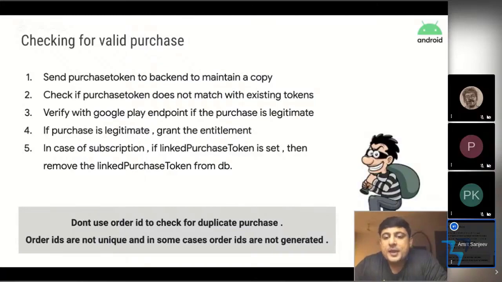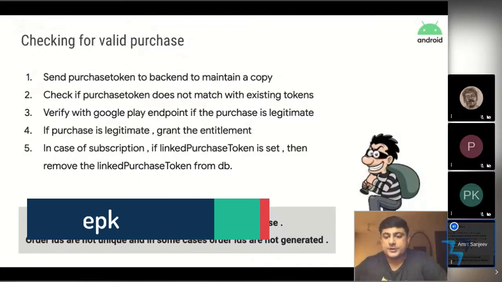In case of a subscription, you have one more step that you need to check, which is the linked purchase token. If the linked purchase token is set, which means there was a particular entitlement the user already had, and then they canceled it, and then they're resubscribing or re-enabling it, then you want to remove the linked token, so that there is no fraud that can happen based on that older token in your system.